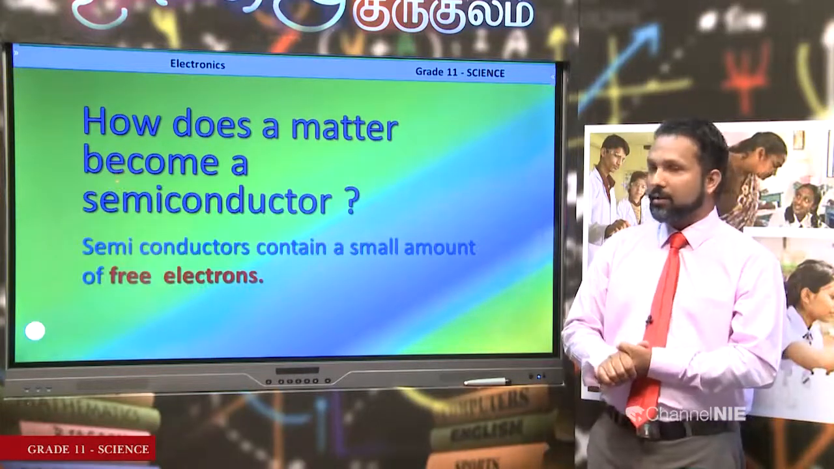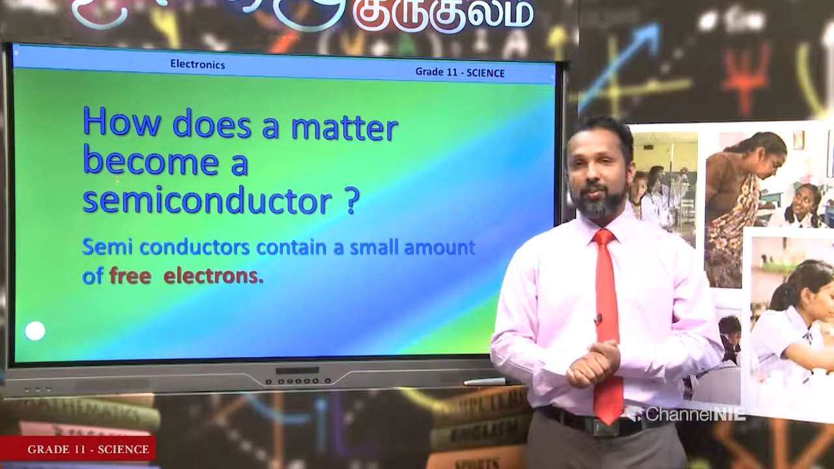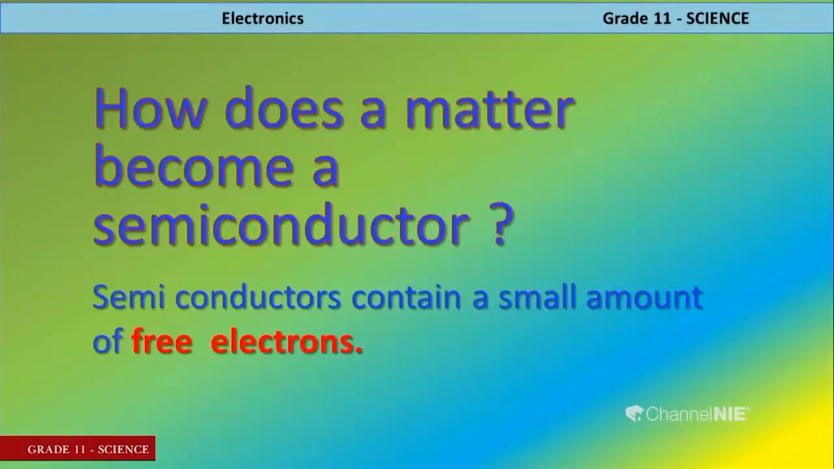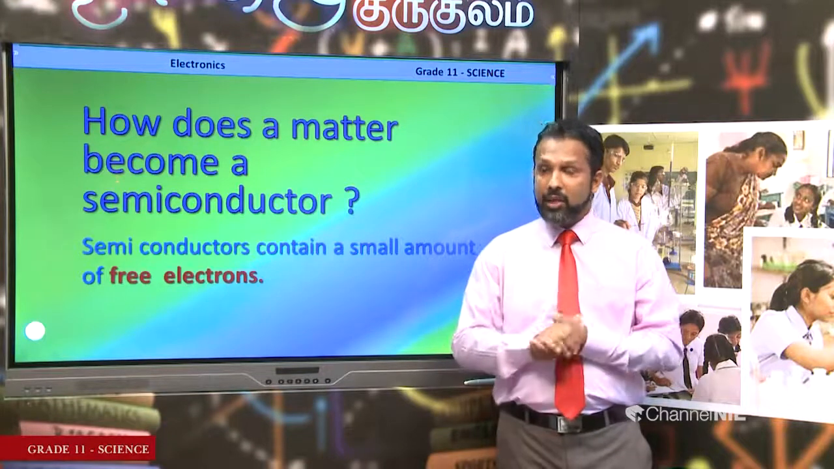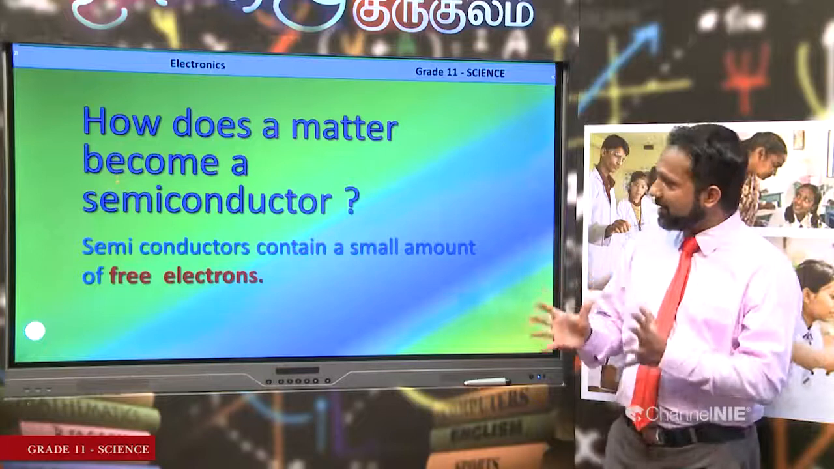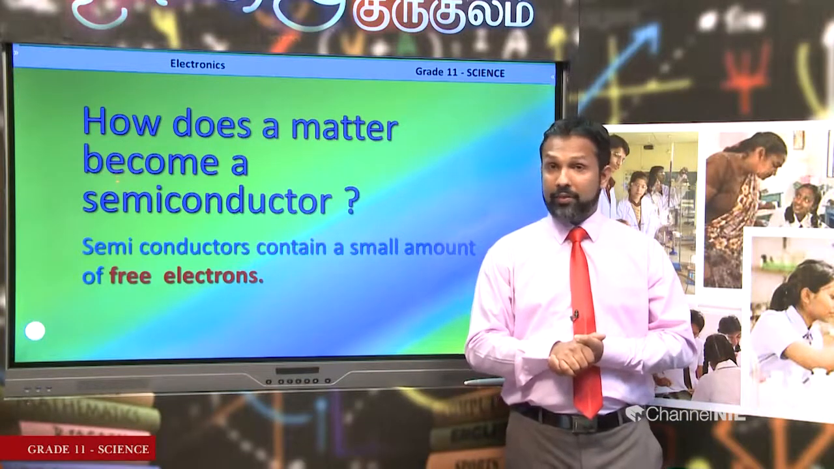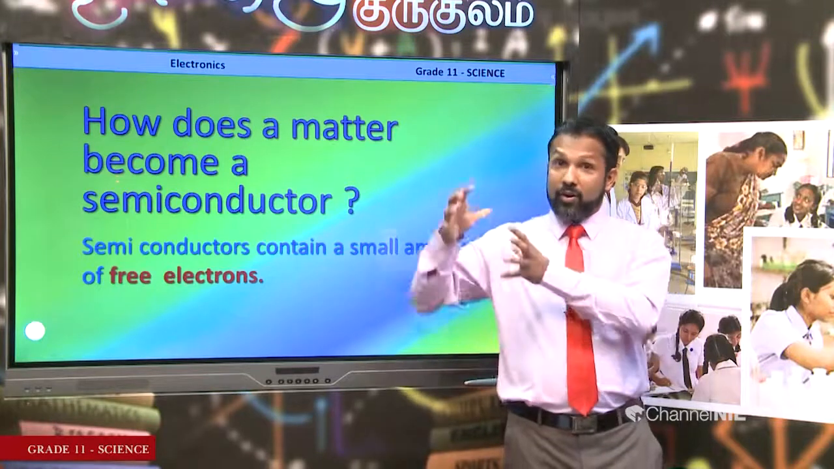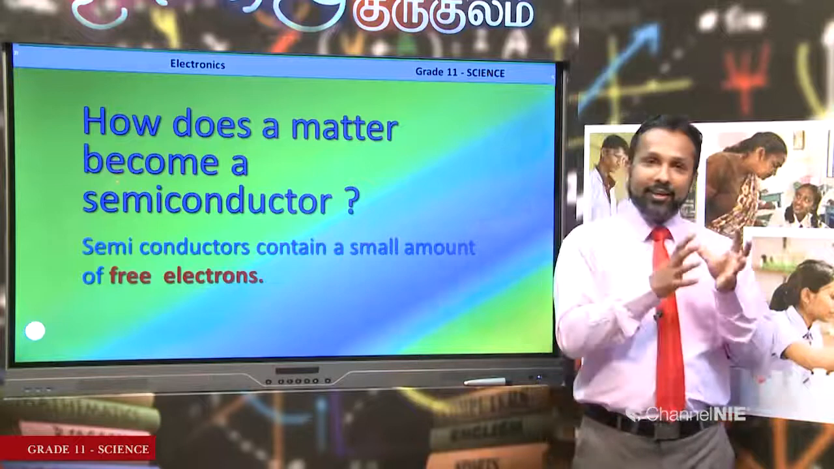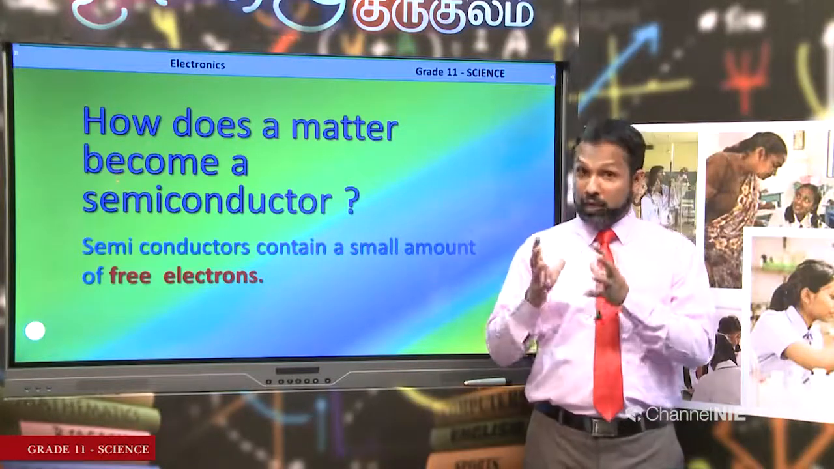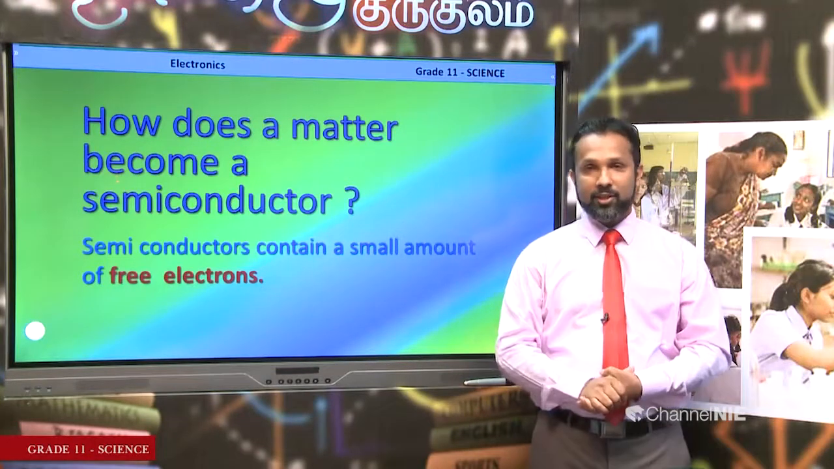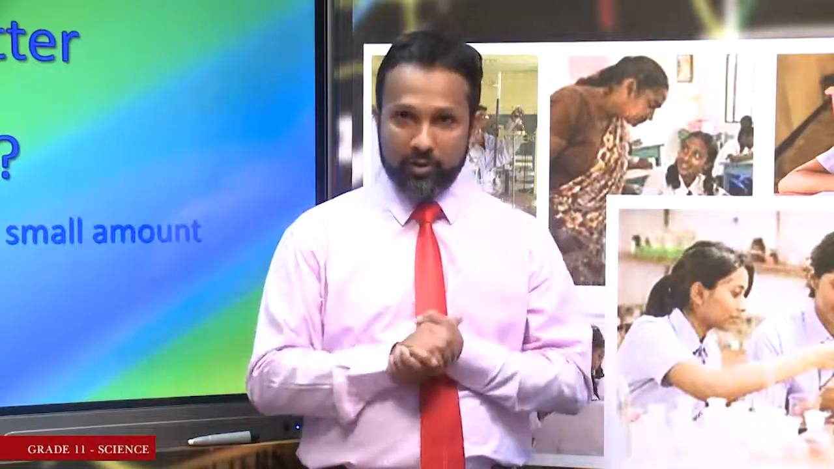Right. Then we have to understand, how does a matter become a semiconductor? We learned so far how a matter becomes a conductor and how a matter becomes an insulator. Then we have to realize how a matter becomes a semiconductor. My dear children, semiconductors contain a small amount of free electrons. Now you can clarify the difference. Conductors consist of a huge amount of free electrons. Insulators consist of a small amount of free electrons or a lack of free electrons. But semiconductors consist of a small amount of free electrons. Right.